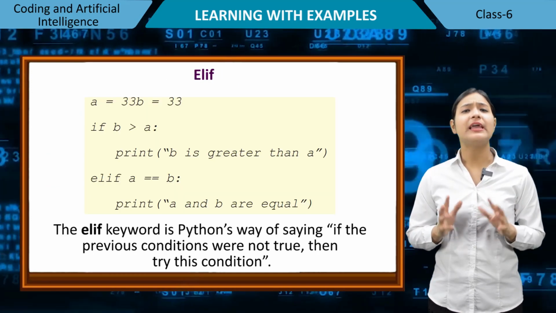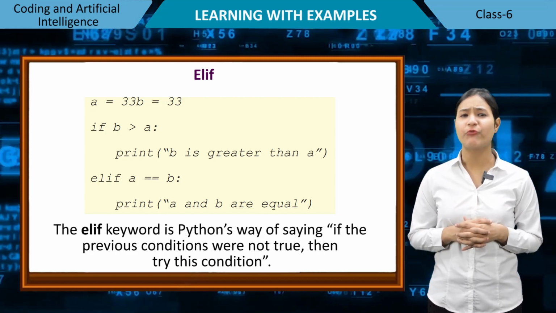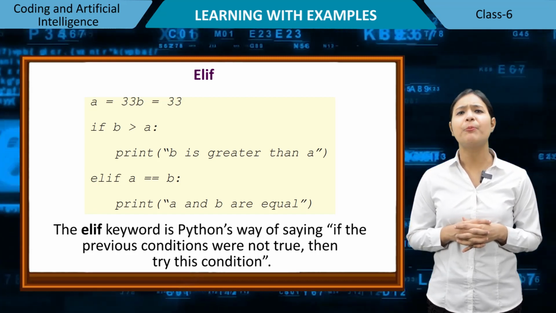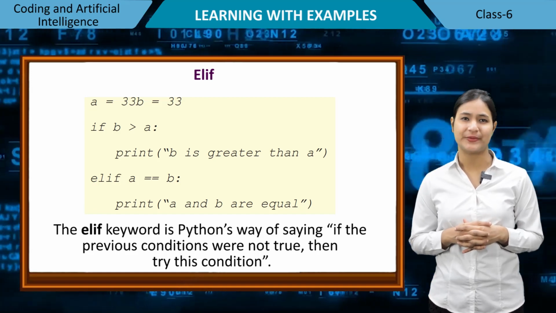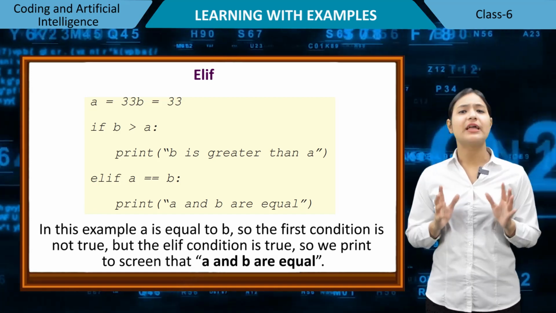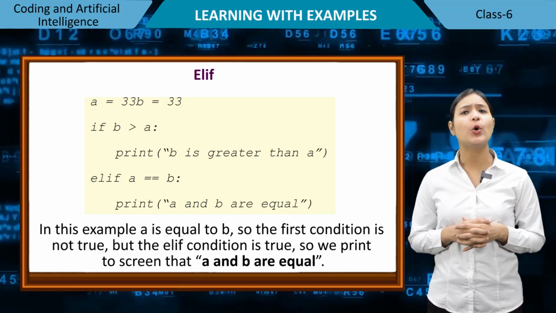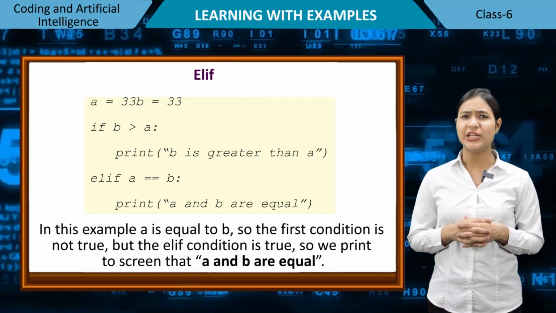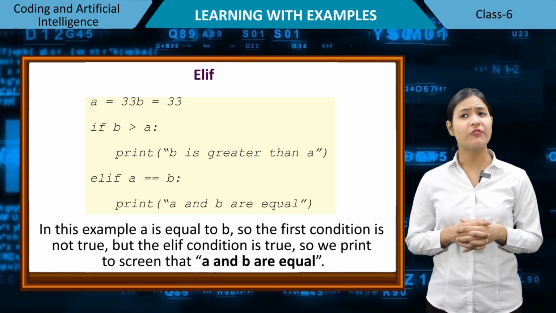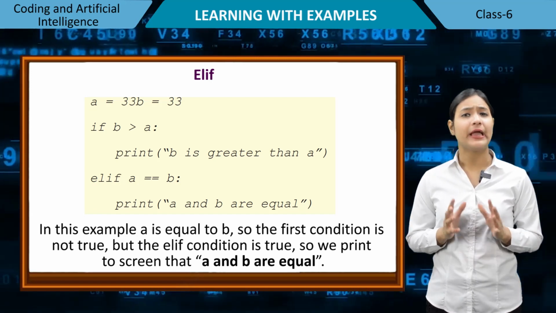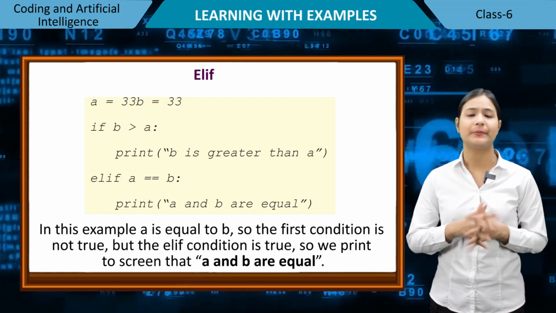Elif. The elif keyword is Python's way of saying, if the previous conditions were not true, then try this condition. Example 3. In this example, a is equal to b. So the first condition is not true, but the elif condition is true. So we print to screen that a and b are equal.